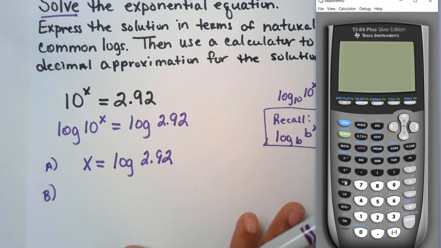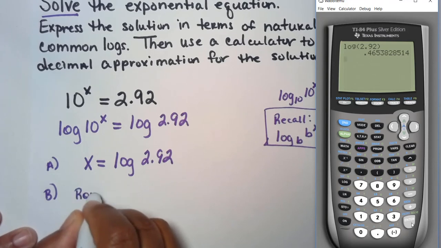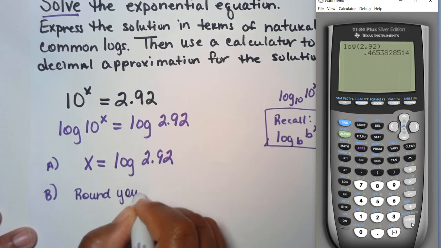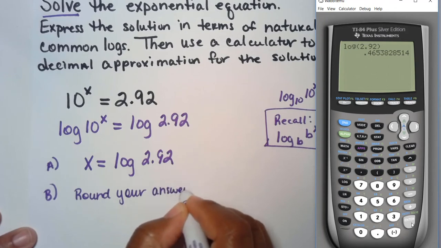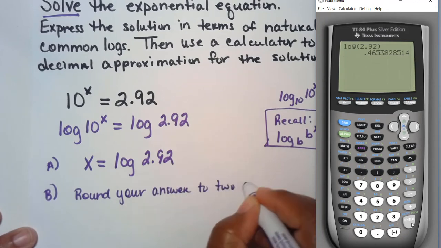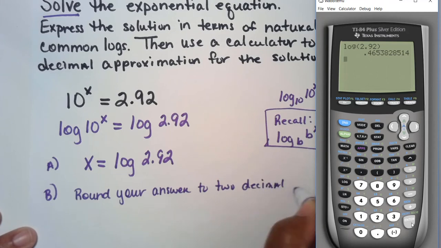And then we're going to put in log of 2.92. Let's close it and press enter. And we're going to round to, let's see, how many does it say, 2 decimal places. Round your answer to 2 decimal places.